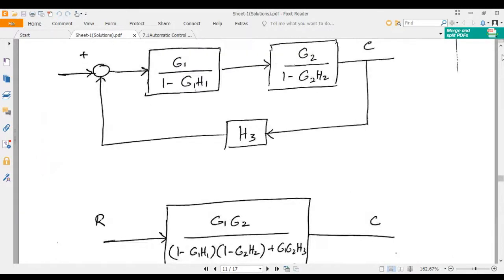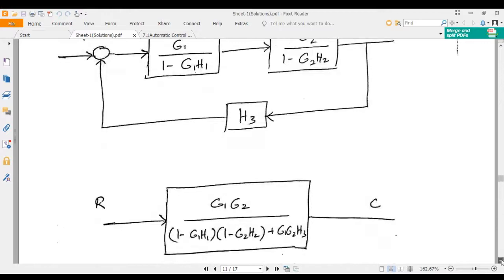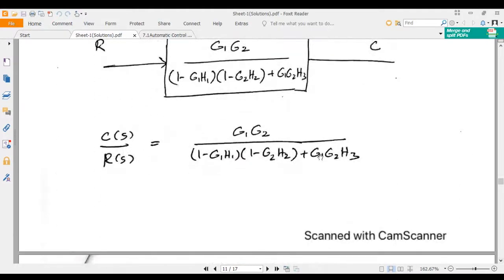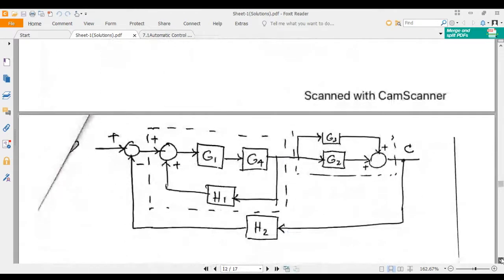the forward path gain transfer function. This is C of S by R of S. In the same way, we will go for the next question.